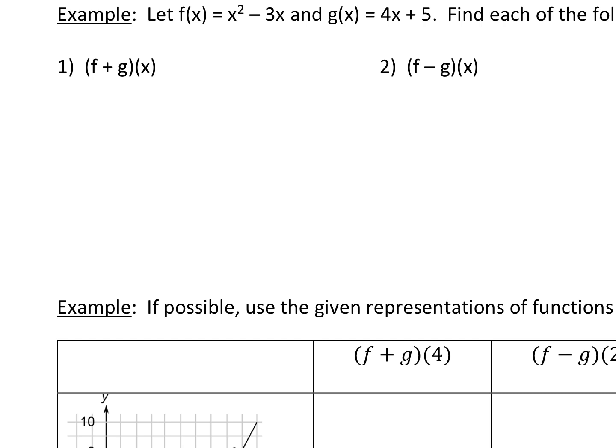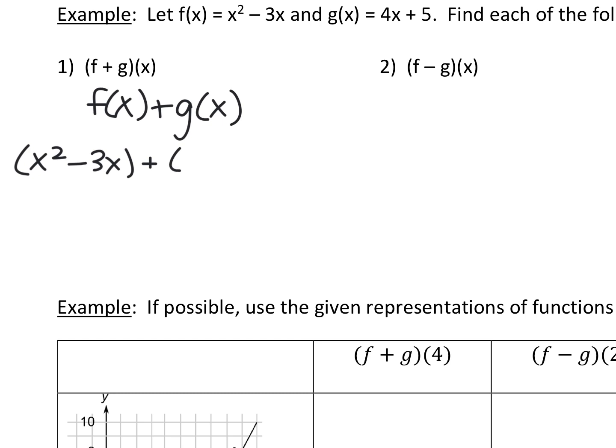All right, you are first adding. So remember, this is the same thing as doing f of x plus g of x. All right, f of x you know to be x squared minus 3x. G of x is 4x plus 5. All right, when you were adding, you basically drop the parentheses and just combine like terms. So you do have some like terms here. So you should have then x squared plus 1x, where you could just put x plus 5.